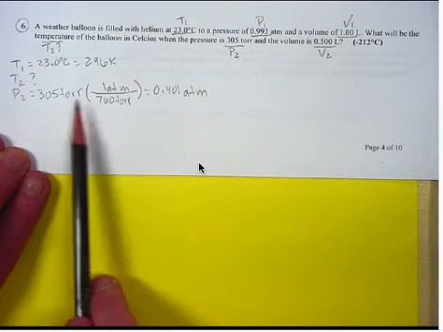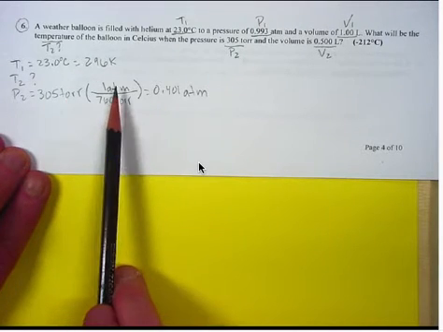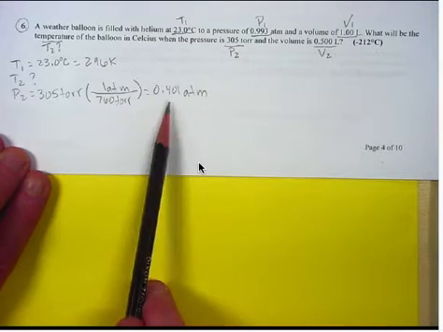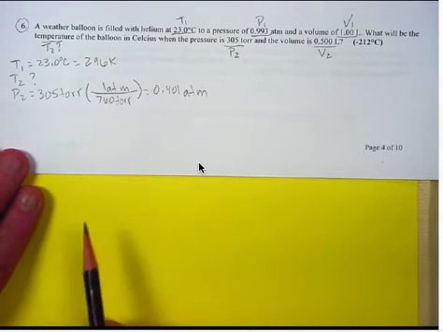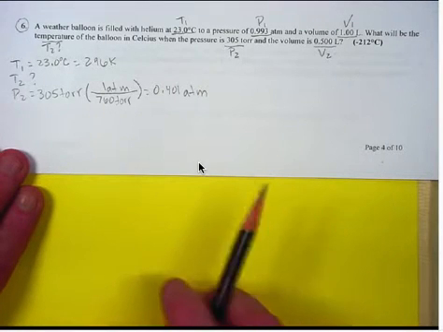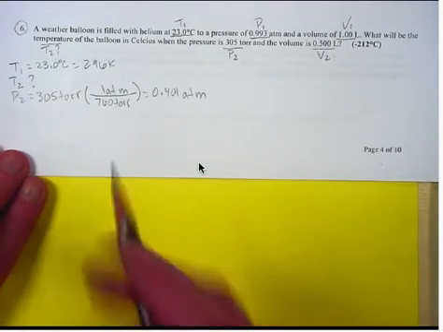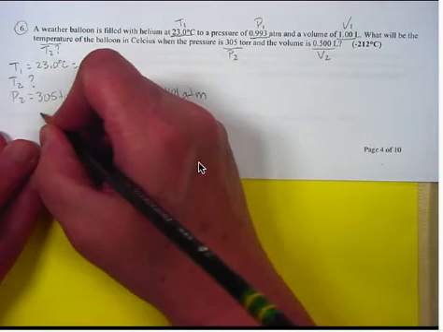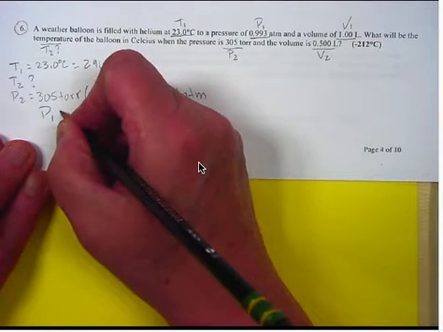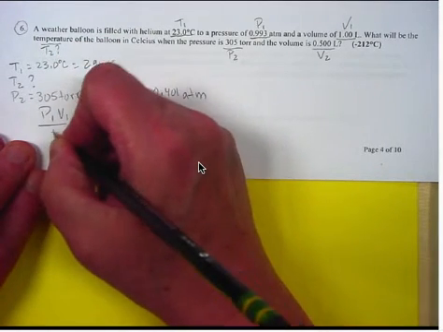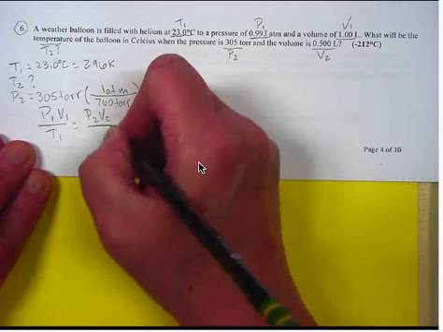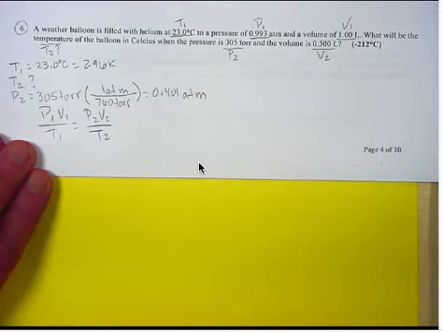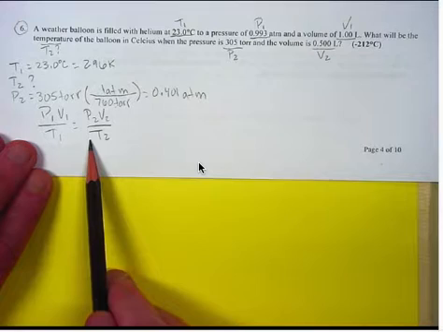I have torr, so I put torr in the denominator, atmospheres goes in the numerator, and that's how many atmospheres I have. This requires the combined gas law formula because I have all three variables as part of the problem. And the variable that I'm trying to solve for is the second temperature.